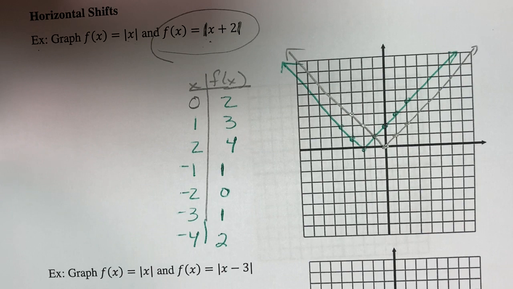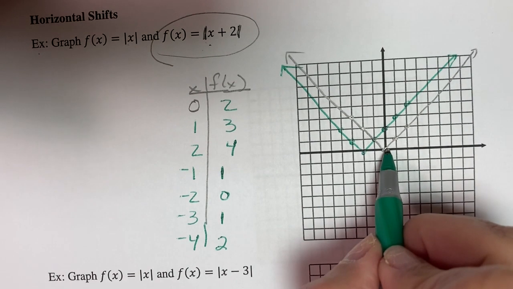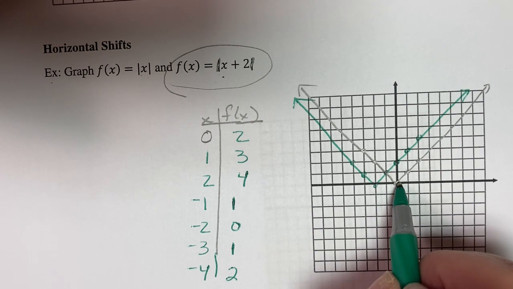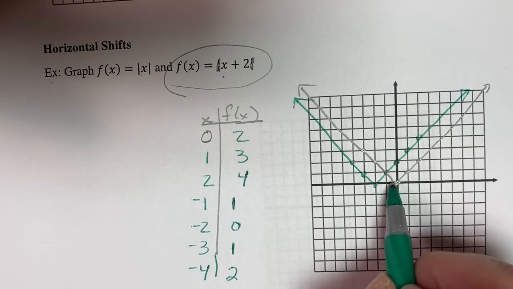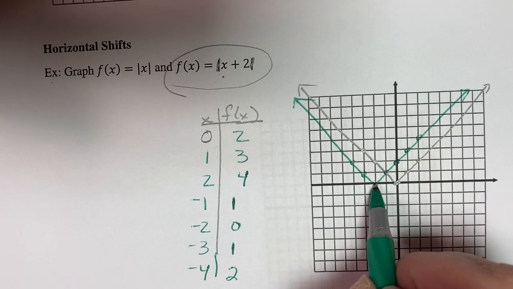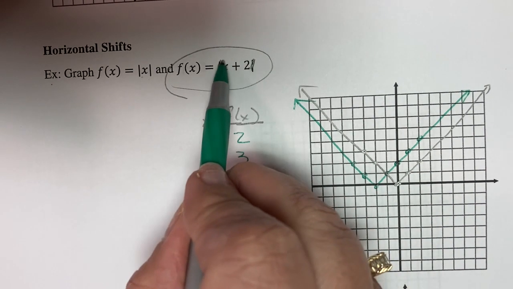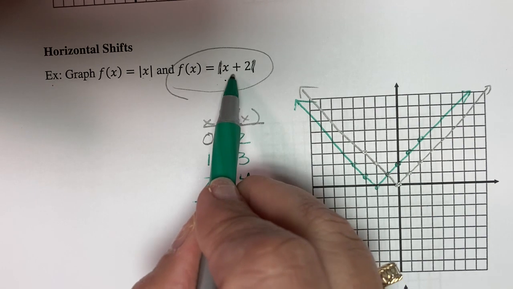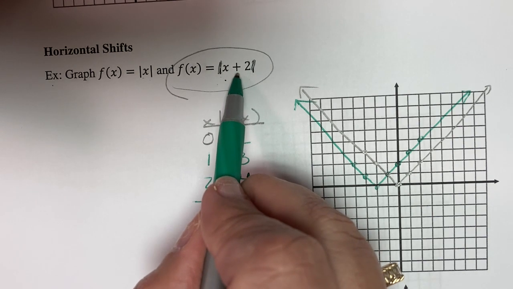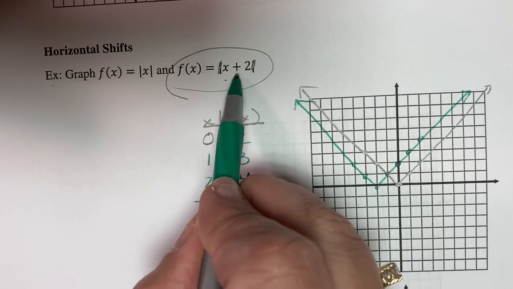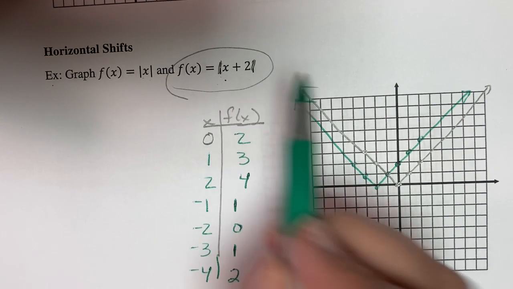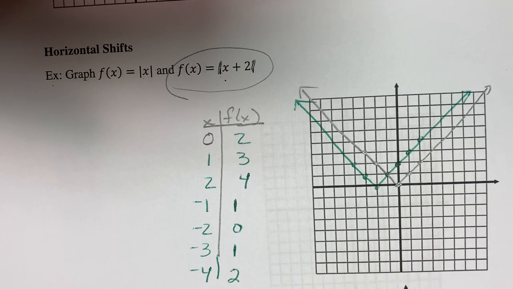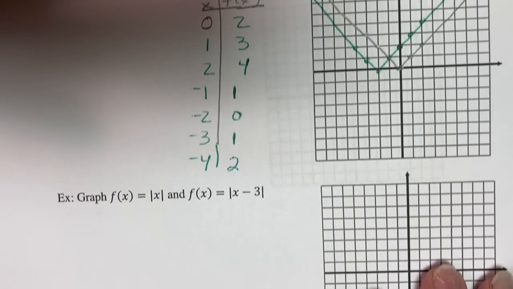So my point is, look, let's specifically look at this point. It did shift 2, but which way did it shift 2? It shifted to the left 2 or negative 2. When it's inside and it's a horizontal shift, it shifts the opposite way of what you might think. This is a shift of negative 2, to the left 2. Now let's go ahead and look at the next one.